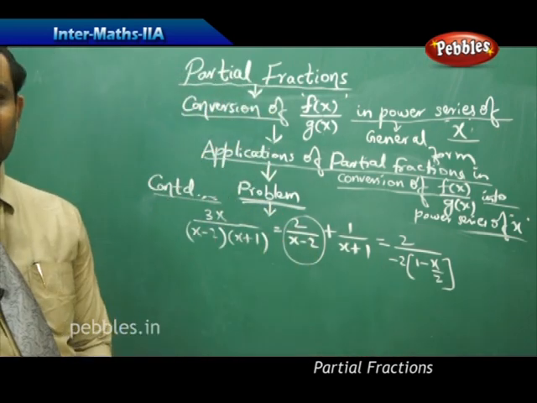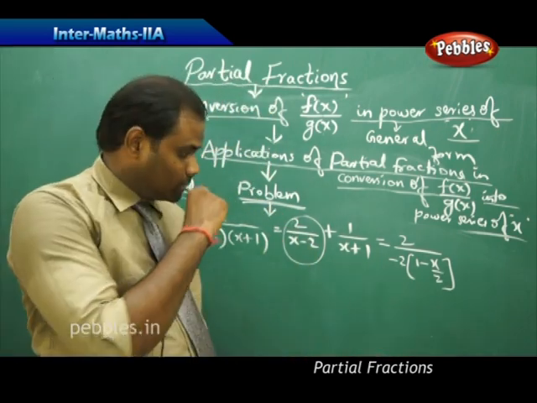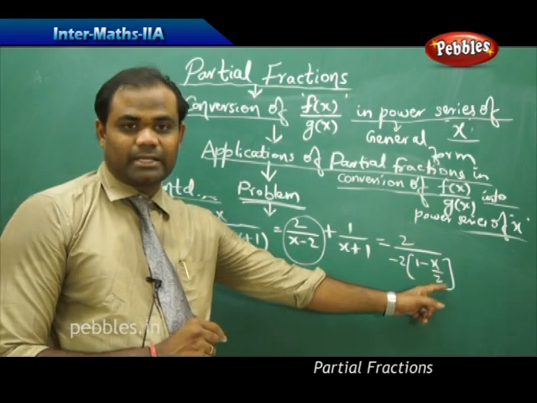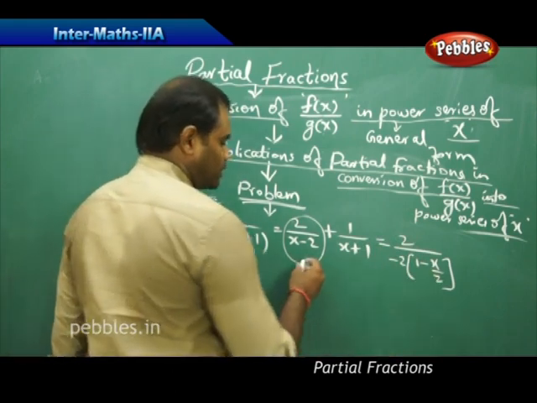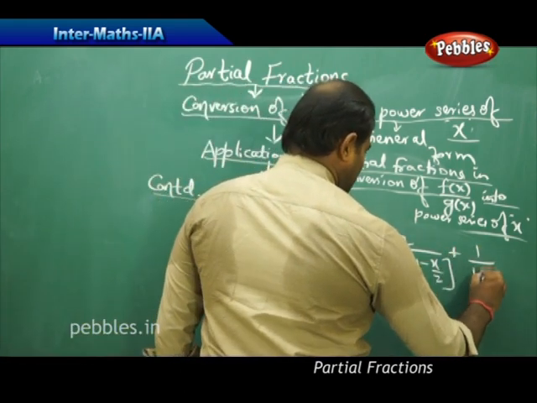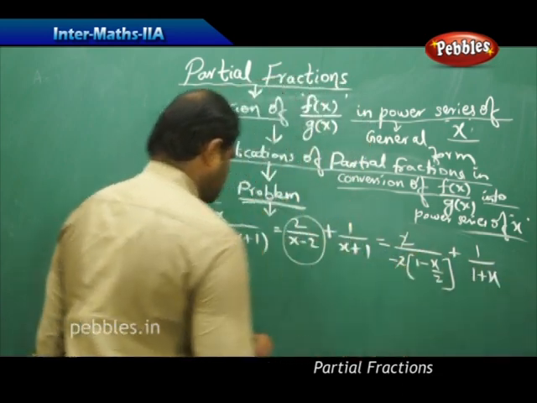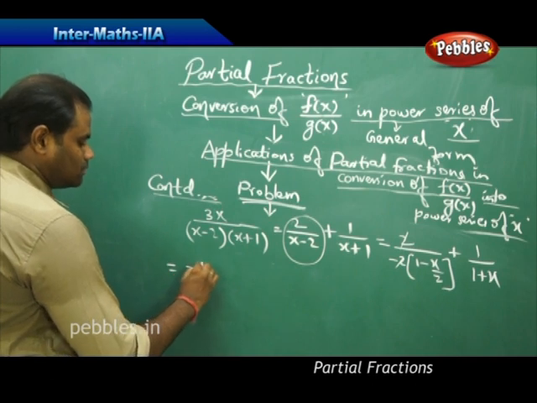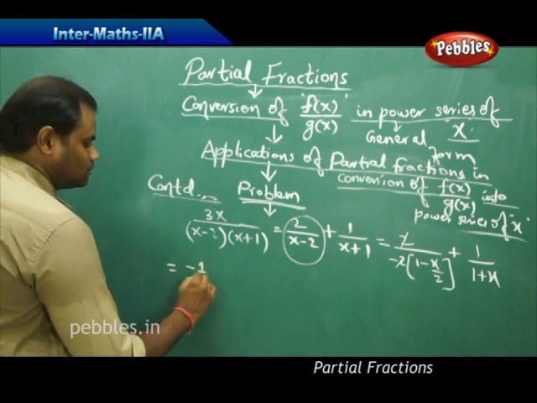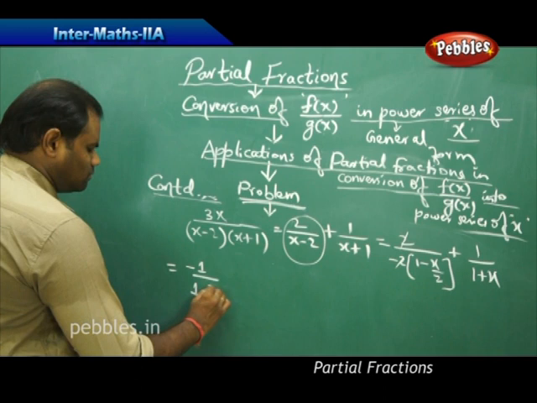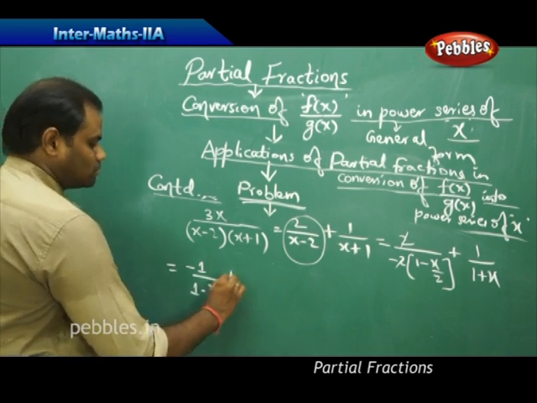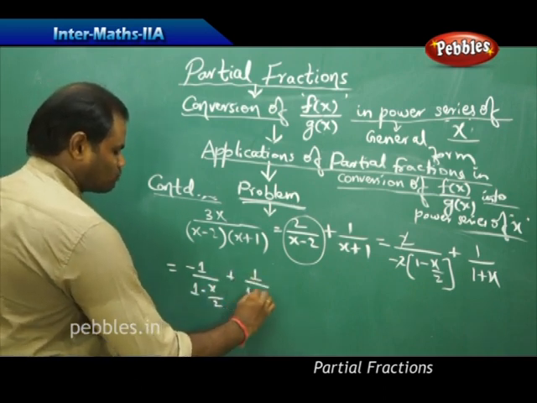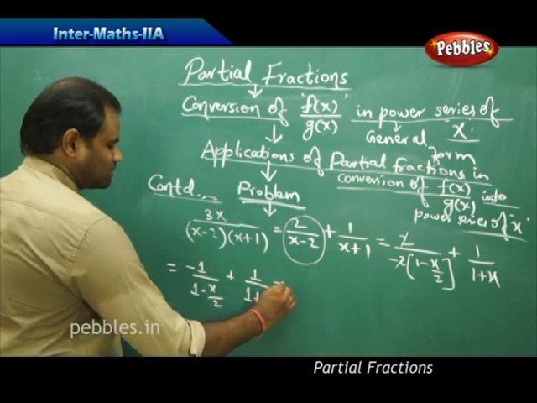So I would like to reduce this into the four formulae which are taken, which is in the form 1 by 1 minus x form. So therefore, taking 2 common, and this is directly in the form 1 by 1 plus x. Therefore, this is in the form of minus 1 by (1 minus x by 2) plus 1 by (1 plus x).